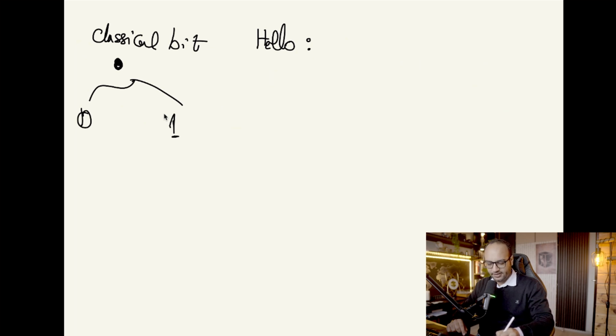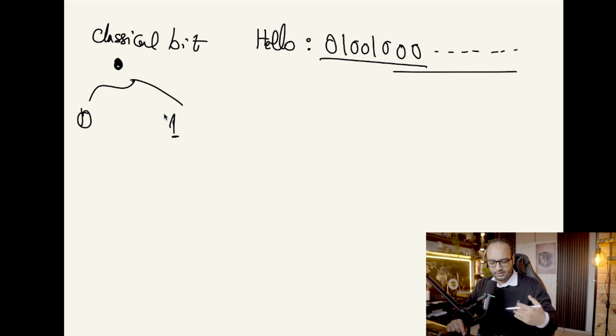So you have a binary string of zeros and ones, like 0, 1, 0, 0, 1, 0, 0, 0, and so on. So you convert each letter using the ASCII encoding, for example, into a binary string of zeros and ones, and then this is what you see inside the register of the processor.